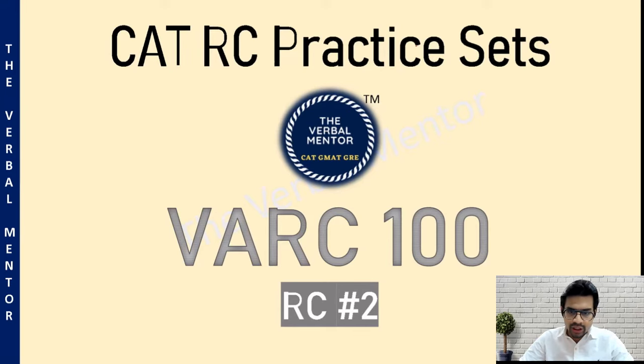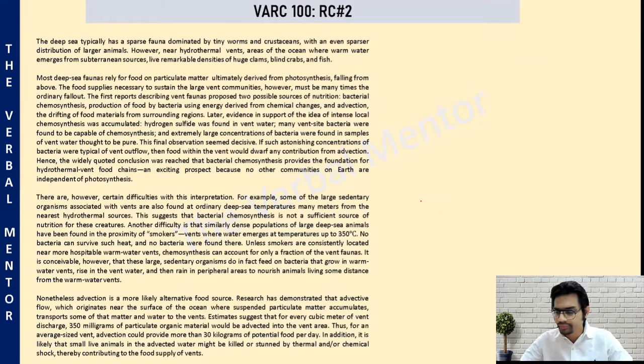Let's start discussing RC number 2. So the first paragraph says, the deep sea typically has a sparse fauna dominated by tiny worms and crustaceans with an even sparser distribution of larger animals. So the deep sea does not have many animals. The ones that are there are also tiny.